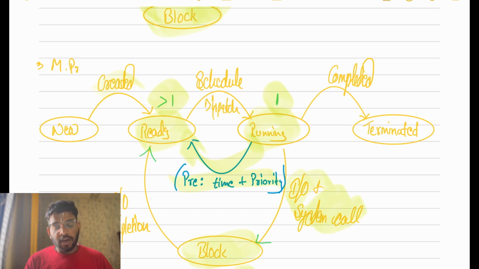In the block state, there is a block queue, and it can contain more than one program. As I have already stated, programs in the block queue are present in main memory. After IO completion, the program that was blocked comes back to the ready state, and then it again needs to be dispatched to the CPU to finally execute.